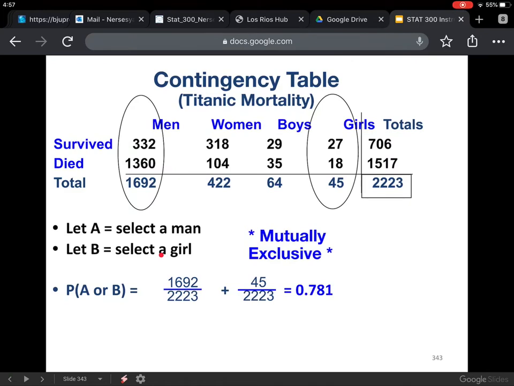Well, what's the probability of selecting a man? There's 1,692 men that were on the Titanic out of 2,223. And how many girls were there? There were 45 girls out of 2,223. Notice that there is no overlapping in this contingency table between men and girls, right? Then we have mutually exclusive events. And because we have mutually exclusive events, there's no double counting. Therefore, we just add the two probabilities and get 0.781.